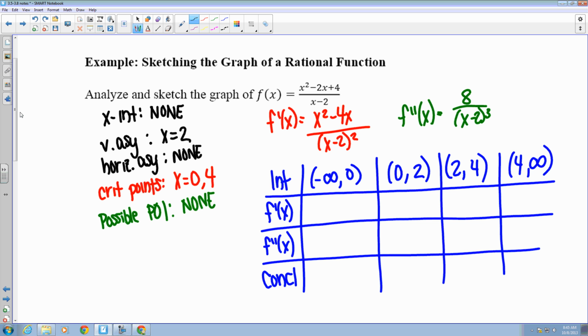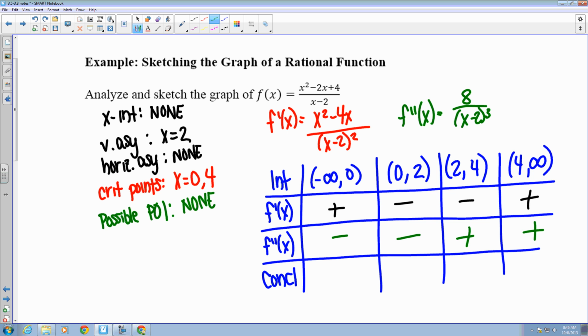From negative infinity to 0 for our first derivative, we should have a positive value. 0 to 2, negative. 2 to 4, negative. And 4 to infinity, positive. Second derivative, negative, negative, positive, positive. So as you can see, even though 2 is not one of our critical points or possible points of inflection, we still tested it and still got a result that we wanted, a change in our concavity, in fact, because of that vertical asymptote. So that is something that we should be testing.